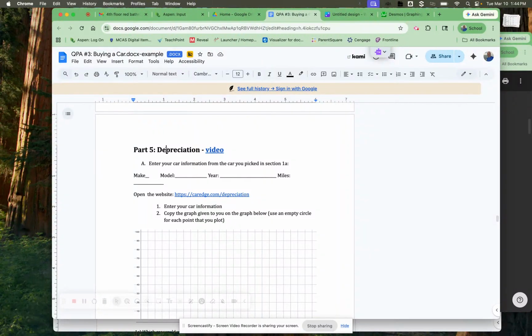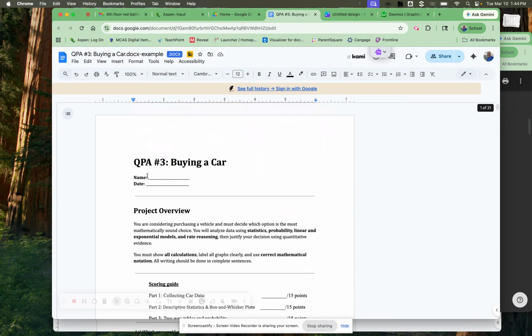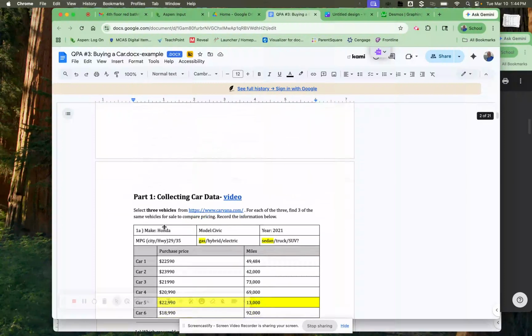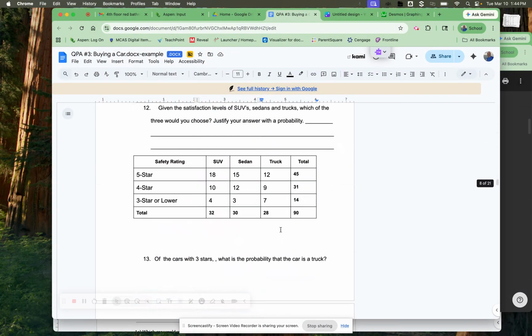Part 5, depreciation. I need to go back to section 1 and put in my car information. So my first car was a Honda Civic 2021.